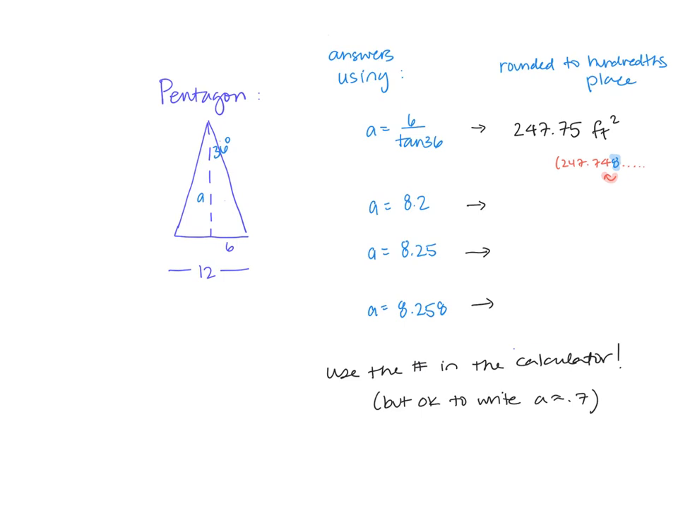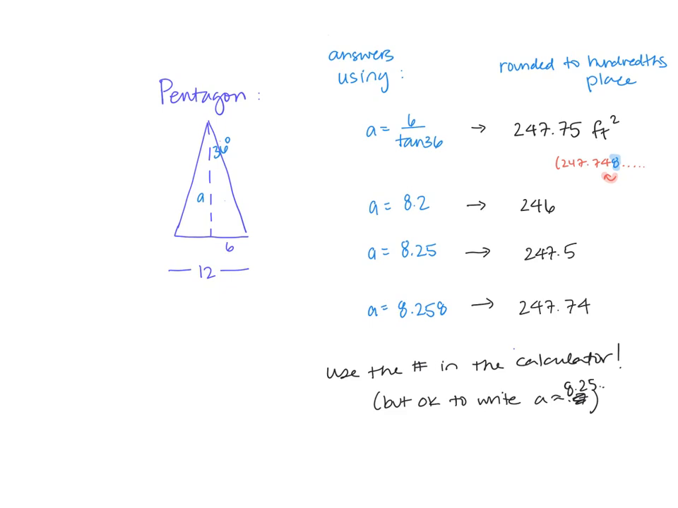Now continuing with that same pentagon and little triangle here, I want you guys to see why I said that you shouldn't just round it off so early. These are the answers to the problem. So when you use what's exactly in your calculator, you get 8.25 with a whole bunch of numbers behind it. Now it's okay to write A is equal to like 8.2 or 8.25, but you want to use the number that's actually in your calculator. You want to continue with it.